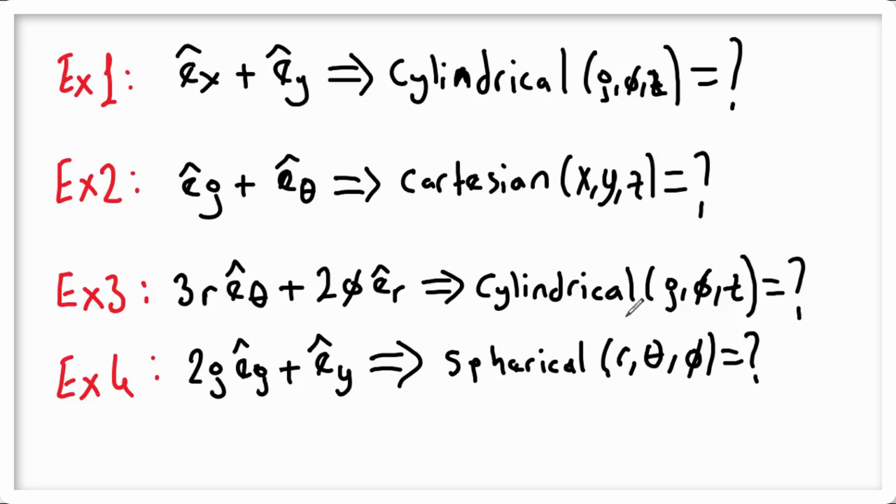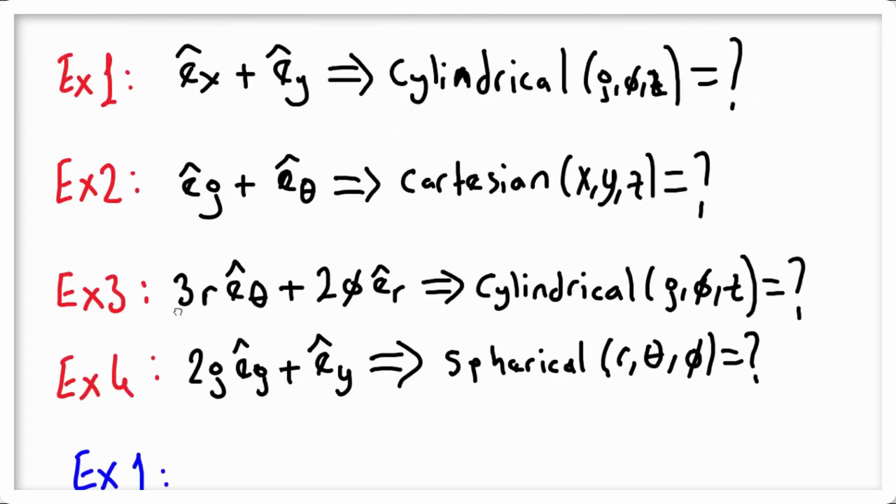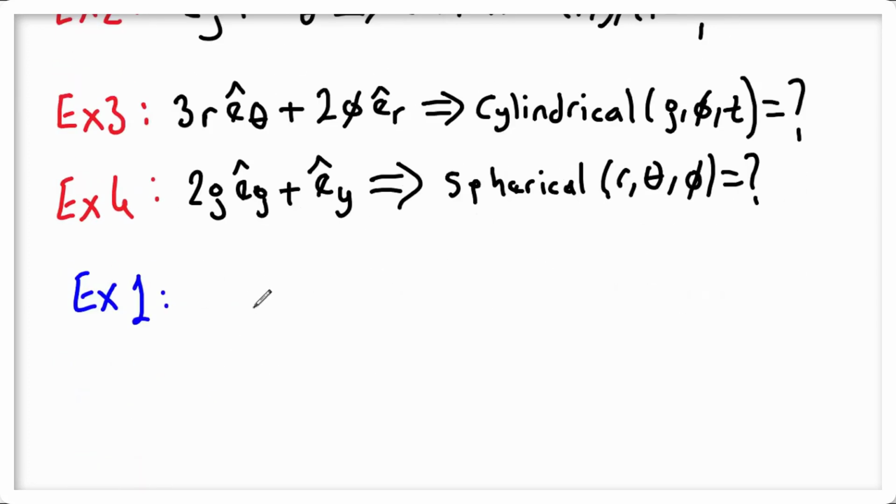As I said, if you watch our transition video between coordinate systems and one of the previous videos, there are some terms we have obtained there. Now let's start with the solution for example 1. I rewrite example 1 like this. It says convert e_x plus e_y to cylindrical coordinates.